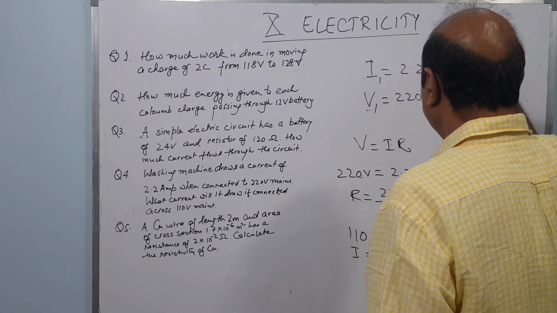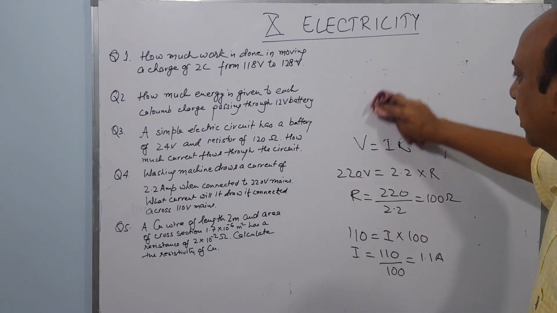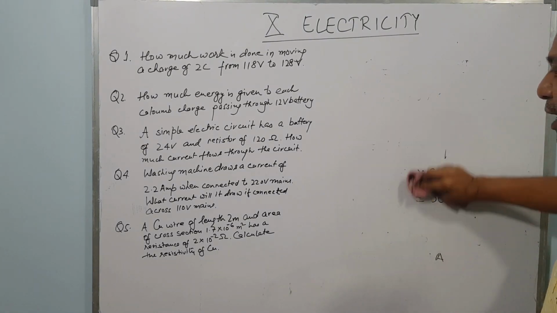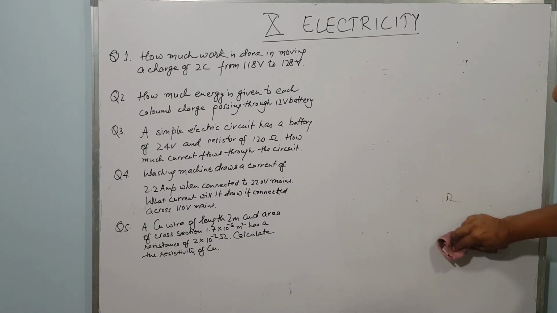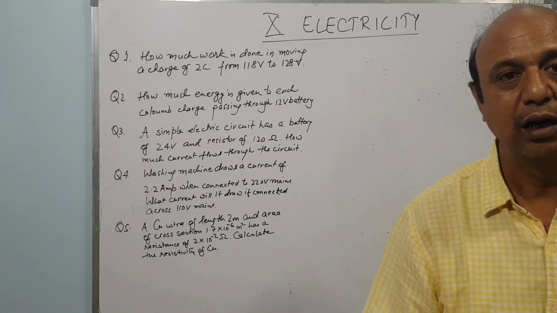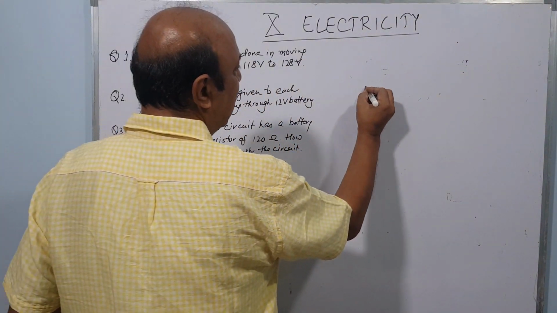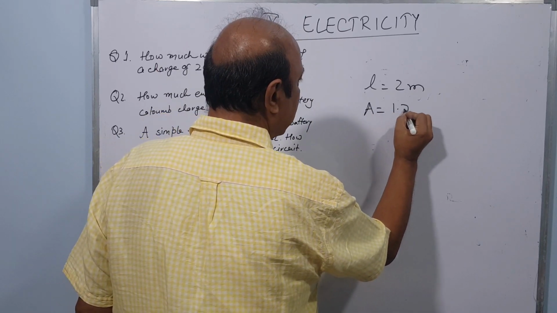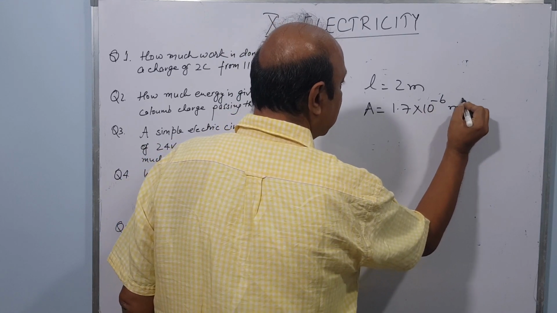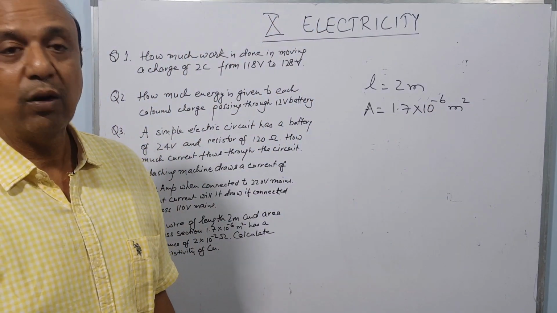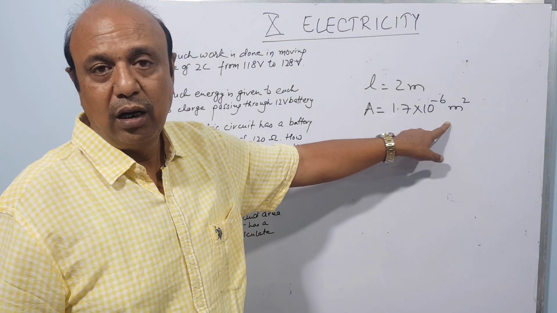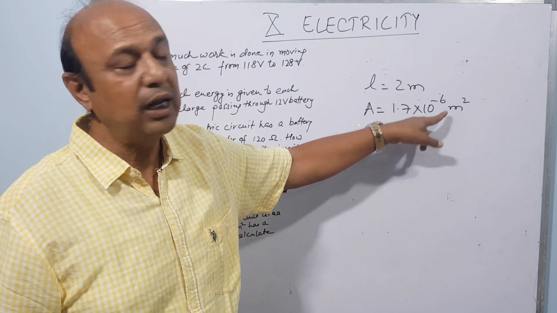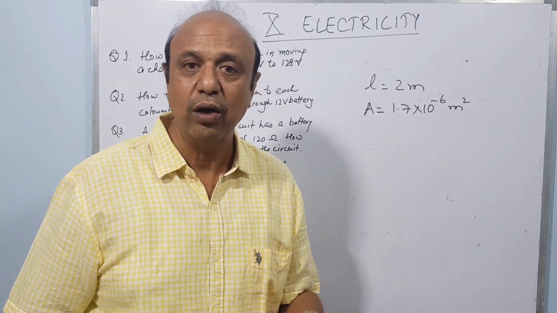Again from the same chapter, a bit ahead in the same chapter which we have studied a few days back. A copper wire of length 2 meter and area of cross section 1.7 into 10 to the power minus 6 meter square. Now, what is given is length is equal to 2 meter, A is equal to 1.7 into 10 to the power minus 6 meter square. It's our good luck that this has been given in meter square. It could have been given in mm square also. If it is given in millimeter square, then we have to convert it into meter square, and all of us know how to convert it.